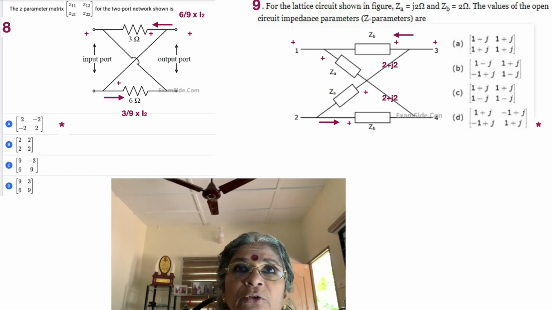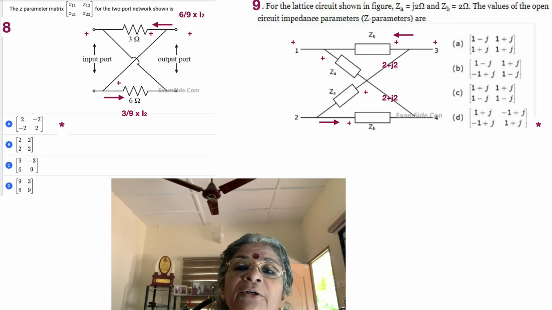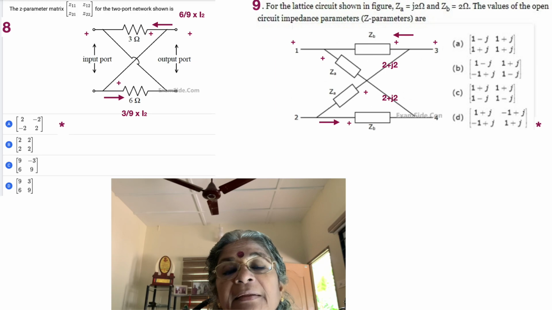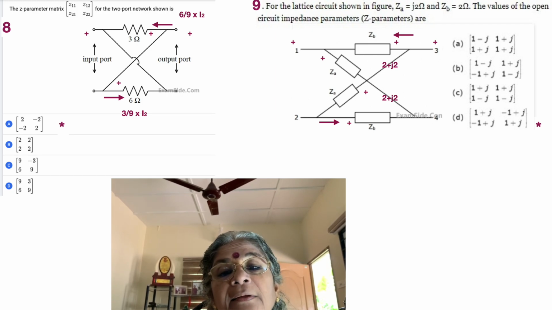Okay, Z12 is going to be current I2 being injected, and V1 being washed. So let's say I2 has come in, as can be seen by the arrow, and it creates a voltage across ZB, and then it goes through ZA, and then it comes back.